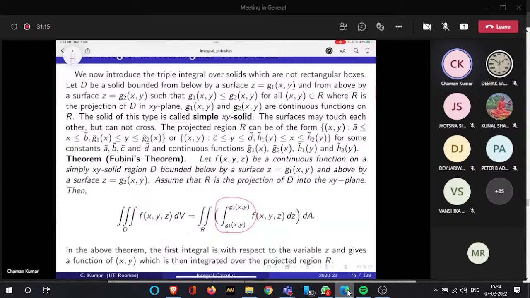So now let us consider we do not have this rectangular box or the rectangular cell as the domain. Let us consider we have a domain D, which is a solid bounded from below by the surface z equal to G1(x,y), and from above by the surface z equal to G2(x,y), where G1 is less than G2 for all (x,y) coming from R. And what is R? R is the projection of the region D in the xy plane.